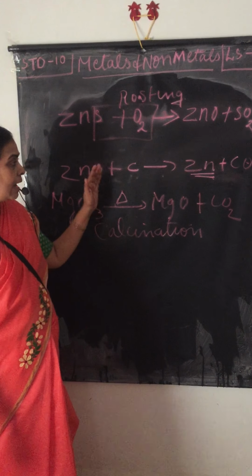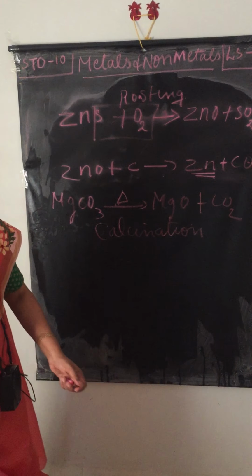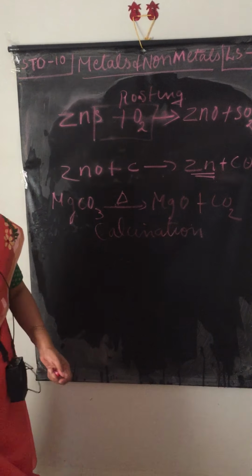Now let us discuss the high reactivity series. Suppose it is in the high reactivity series, how are the metals extracted? For example, sodium chloride. Sodium is a highly reactive element. So calcination and roasting cannot be used to extract this highly reactive metal. In this case, the electrolysis process is used, that is, electrolytic reduction.